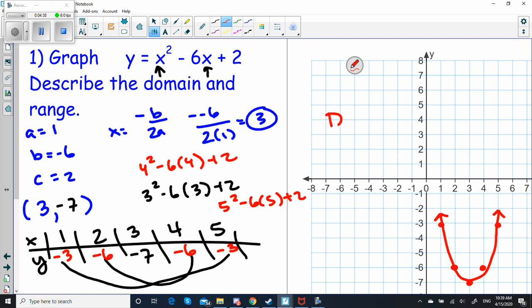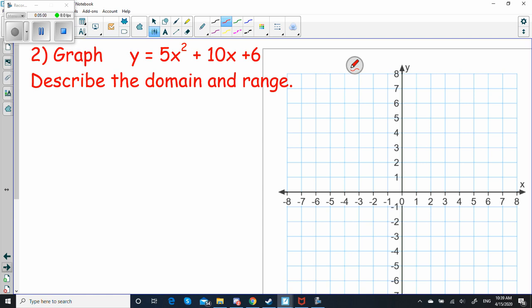Okay, the domain here is all real numbers because I could have chosen any numbers to put into the equation up here to come up with my y. I chose these because of the symmetrical points around the vertex. And then the range, it starts at negative 7 and it's everything that goes up. So y is greater than or equal to negative 7.